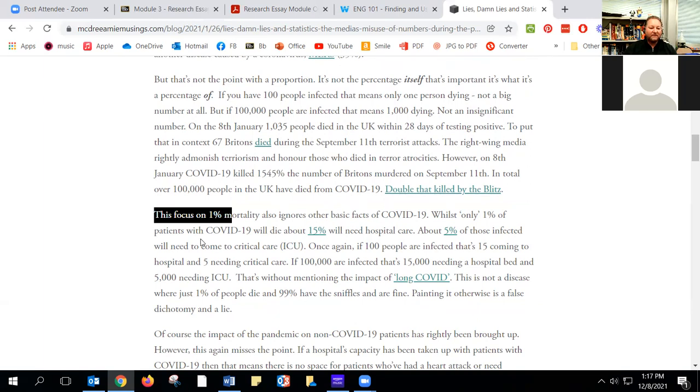So while only 1% of patients with COVID will die, about 15% will need hospital care, right? And about 5% of those infected will need to come to an ICU or a critical care hospital. So if 100 people are infected, that's 15 coming to the hospital, 5 needing critical care. If 100,000 people get COVID, that's 15,000 people needing a hospital bed and 5,000 people needing to go to the ICU, right? And so these other things have other impacts.